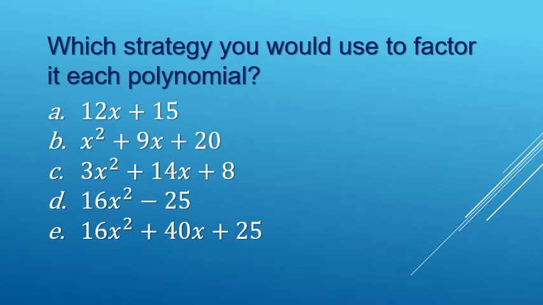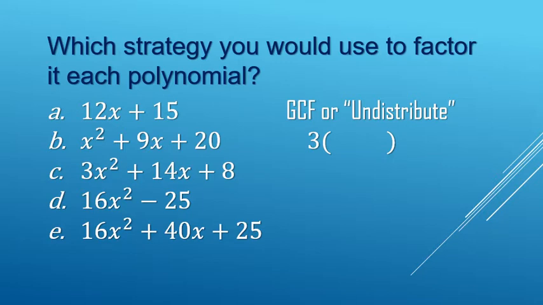All right, so here we are given several different polynomials and we're asked which style of factoring fits each polynomial. So for letter A, notice that both terms have a common factor of 3. In other words, 3 divides each term. So we're going to use greatest common factor, which is like undistributing. So we'll factor out the 3 and we'll still have what's remaining in the parentheses there.